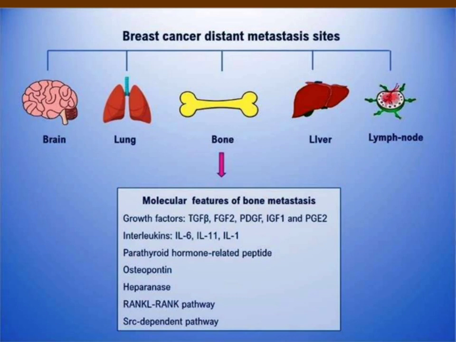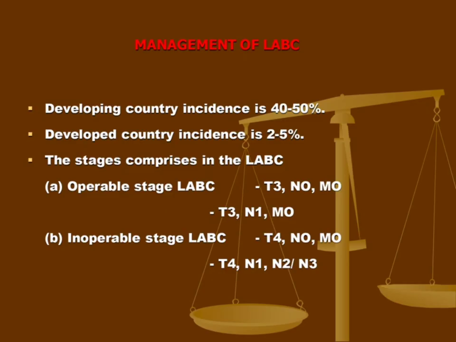Apart from local recurrence, there are different distant metastases like brain, lung, bone, liver, and lymph node metastasis. Out of all metastases, bone metastasis is considered very good because these patients survive quite a bit longer after palliative bone radiation and systemic chemotherapy. They do well. But with lung and liver metastasis, survival is limited to about 1 year. And with brain metastasis, survival is brought down further.